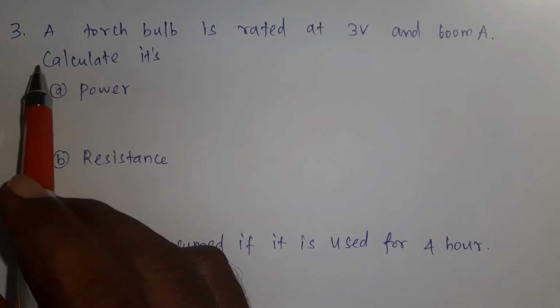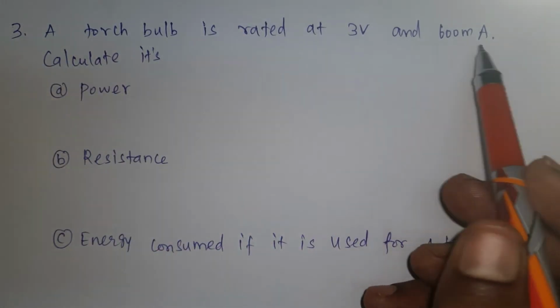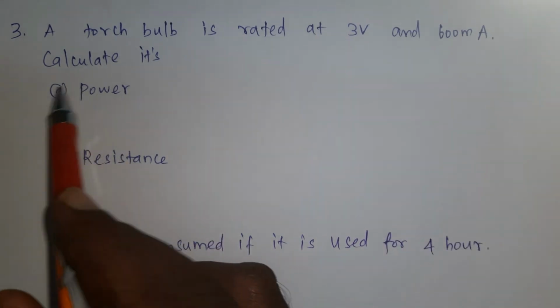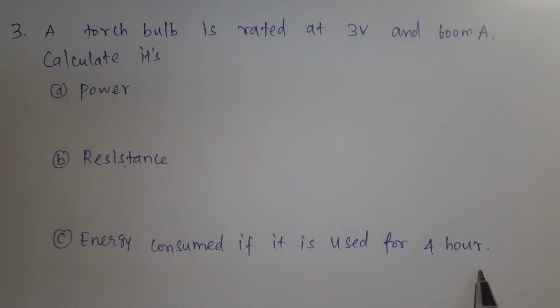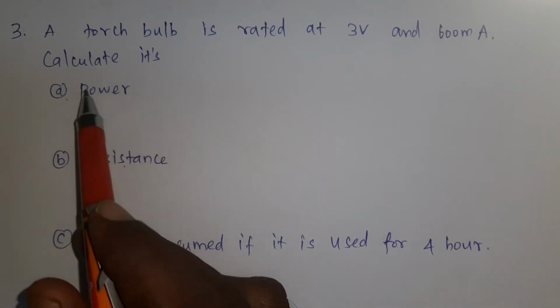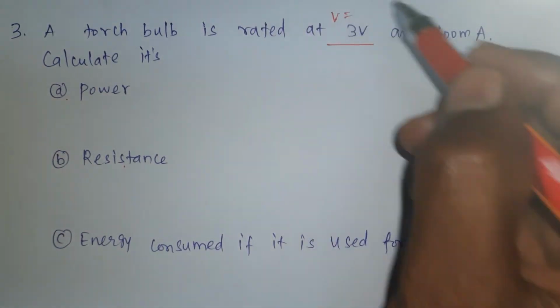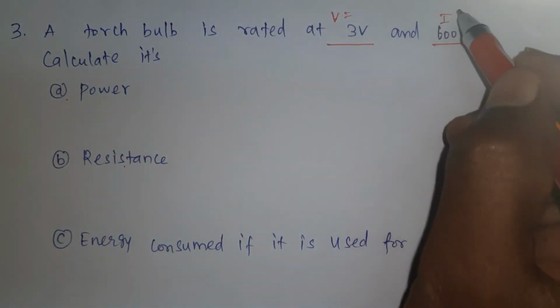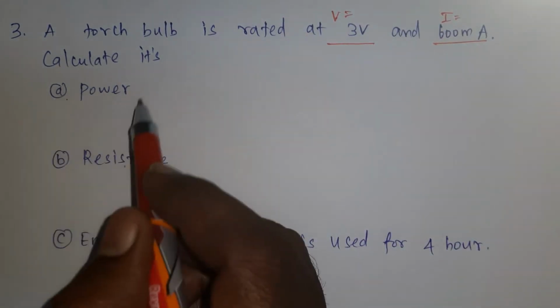Question number 3. A torch bulb is rated at 3 volt and 600 milliampere. Calculate its power, resistance, then energy consumed if it is used for 4 hours. So first we can calculate the power. The given in the question are voltage V and current I. Two data are given in the question. Now we are going to find out the power.